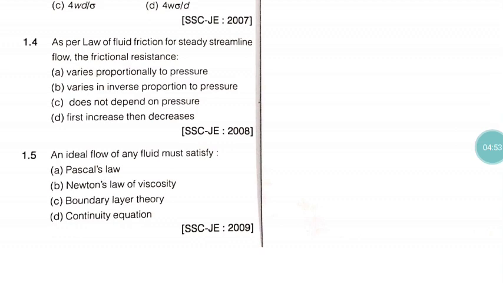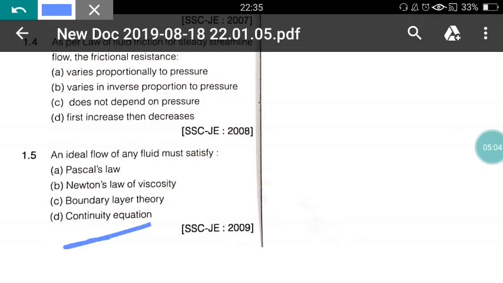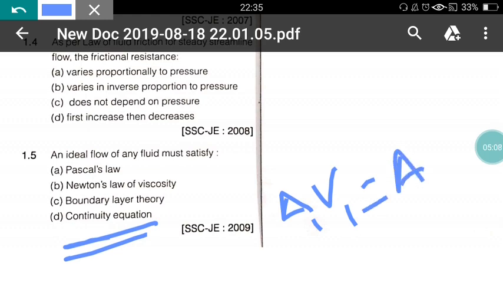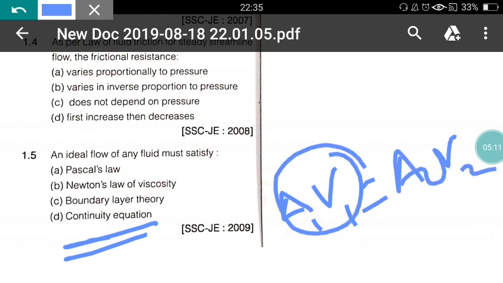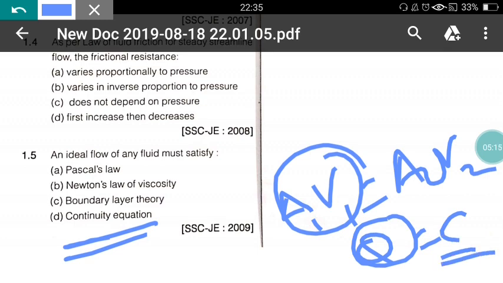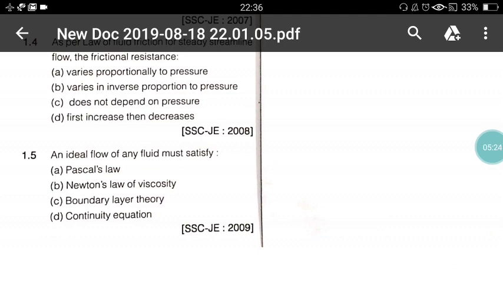Question number 5: an ideal flow of any fluid must satisfy. The correct answer for this question is option D. It must satisfy the continuity equation, that is A1 V1 is equal to A2 V2, meaning area into velocity, so the flow rate should be constant. This is the continuity equation. So an ideal flow of any fluid must satisfy the continuity equation. The correct answer is option D. Next question.